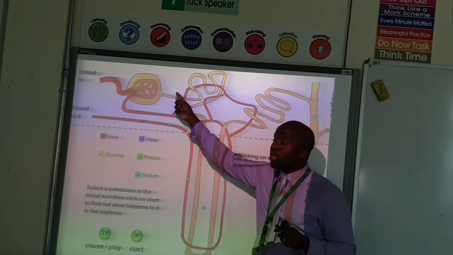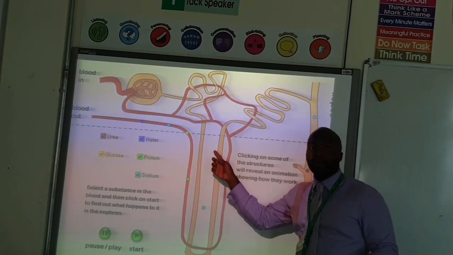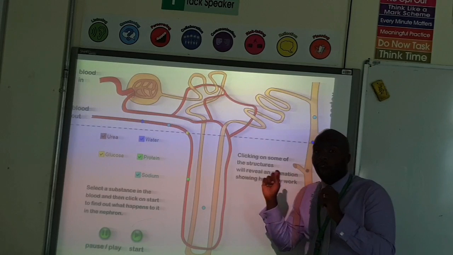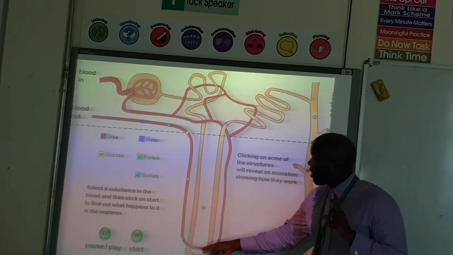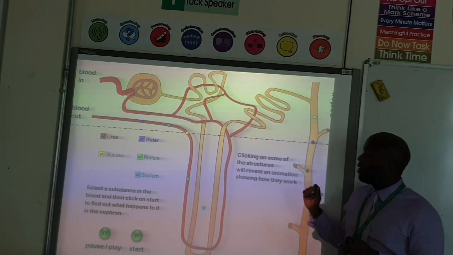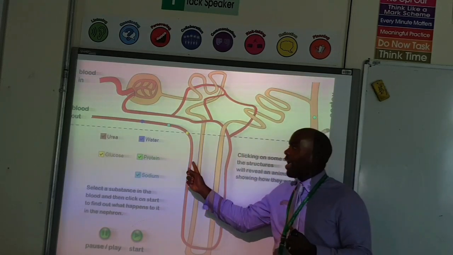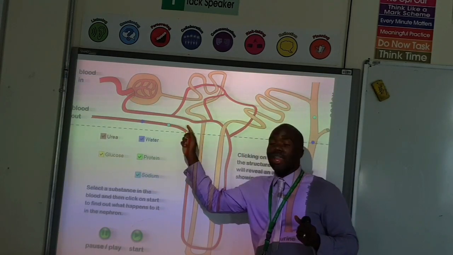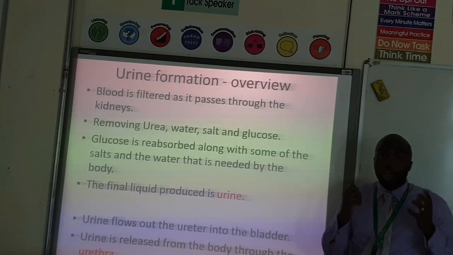The blood is filtered, and this filtrate is then reabsorbed. Some things are reabsorbed, some things aren't, which we will look at in a minute. Anything that is waste goes down to be passed out the ureter to the bladder in the form of urine. Anything that the body still needs passes out of the renal vein back to the rest of the body. Now, urine formation.